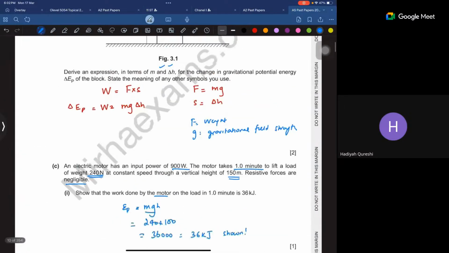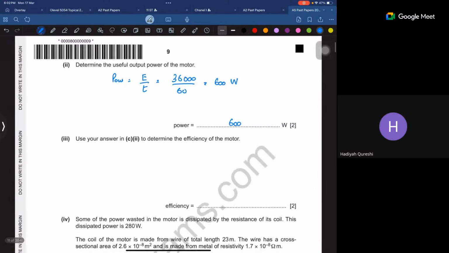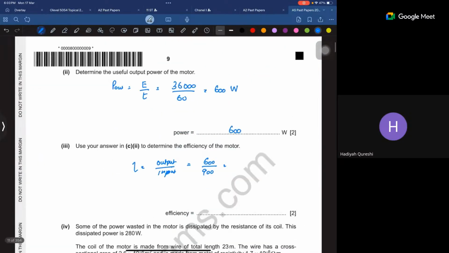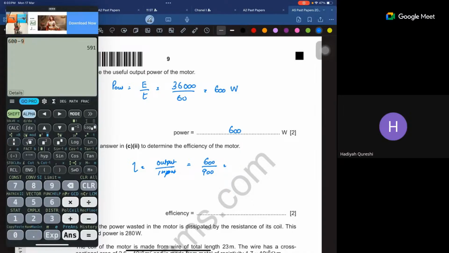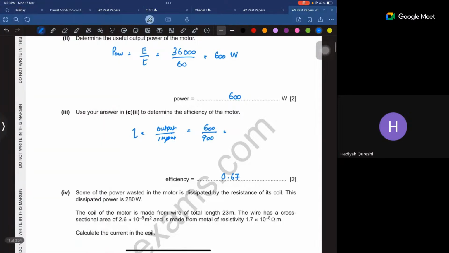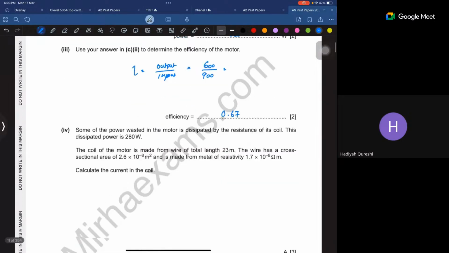Keep the significant figures, please, and use your answer to find the efficiency. They're not asking for efficiency in percentage, so we're just going to write the normal efficiency. Output over the input. Sorry, no 100%. So 600 divided by 900, which was the input to the motor. So 600 divided by 900 is 0.67, right? Keep two significant figures, please, because everything else is in two significant figures.